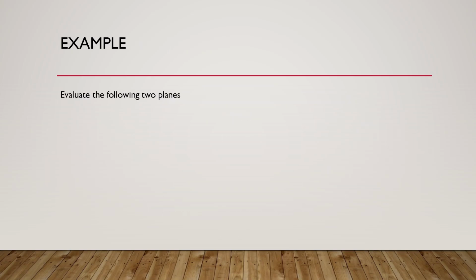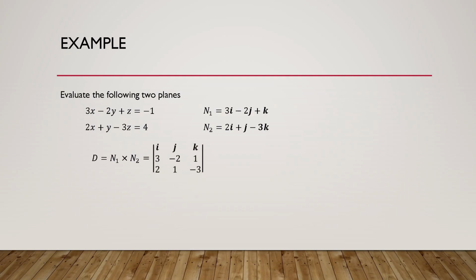For example, evaluate the following planes: 3x - 2y + z = -1, and 2x + y - 3z = 4. The normal vector of the first plane, n1, equals 3i - 2j + k. The normal vector for the second plane, n2, equals 2i + j - 3k. First, we find the vector d by taking the cross product of n1 times n2. Using the 3 by 3 determinant, we fill in the first row with i, j, k. The second row gets the values from n1: 3, -2, and 1. The third row from n2: 2, 1, -3.